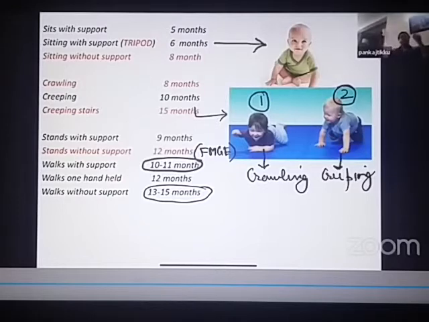So when can he walk with support? It is 10 to 11 months. When can he walk with one hand held? It is 12 months. And when can he walk without support? So now he's not holding on to any support and he's walking. This is at the age of 13 to 15 months.